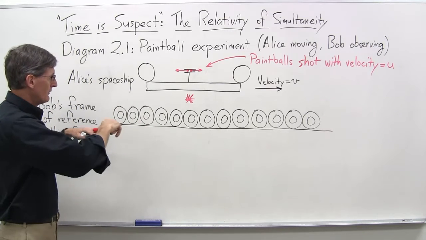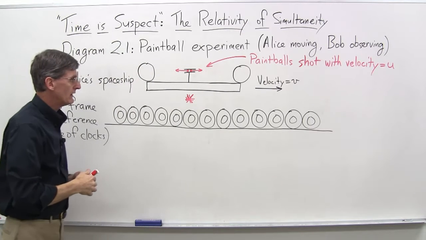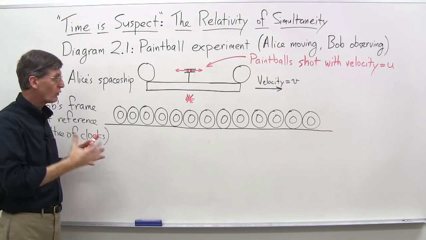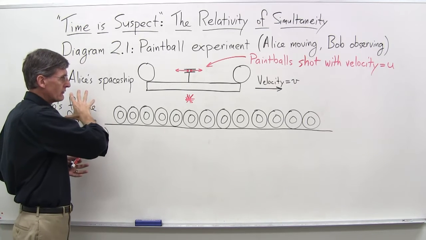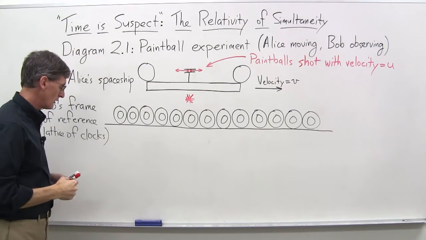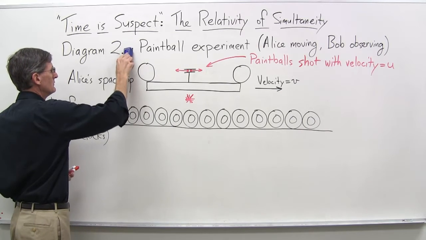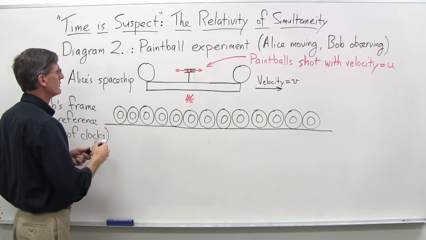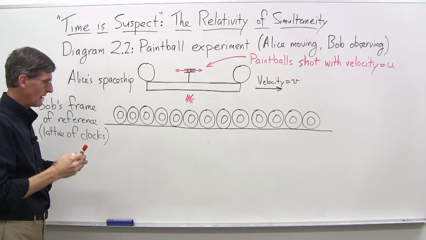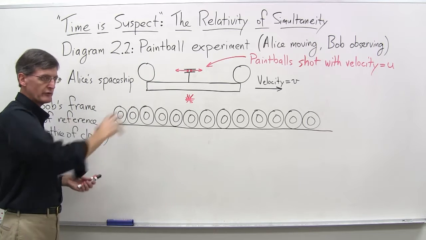Okay, so paintballs go off. One goes that way, one goes that way. Now we need to analyze in our next section exactly what goes on as Alice is moving that way and the paintballs are heading towards her two clocks. So I suppose we can call this diagram 2.2, our next version here. We're keeping track of that, and again, this is on the handout, so you can see it step by step.